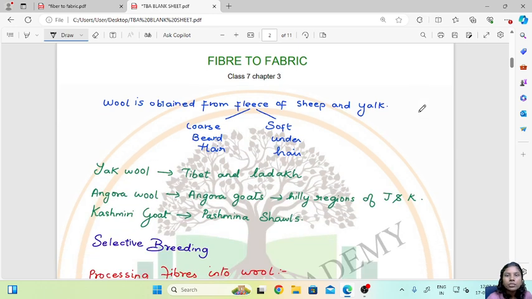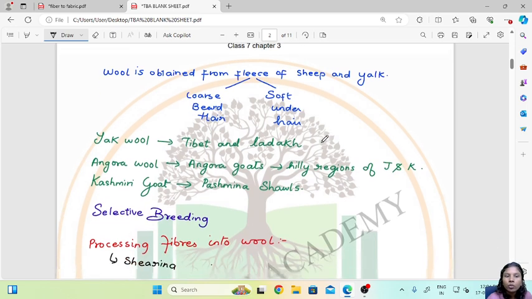Fleece also has two types of fibers that are present on it. The upper layer that is present is known as the coarse beard hair, that is a bit on the rougher side, whereas the layer that is there underneath, which is attached to the skin of the animal, is the soft under hair, and this soft under hair is the one that is used to make wool.